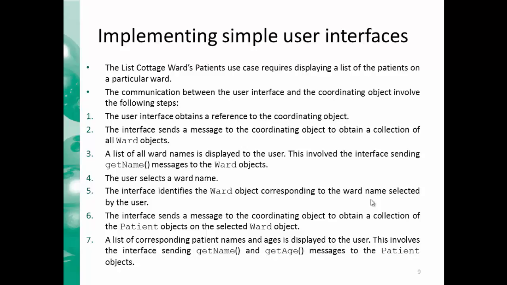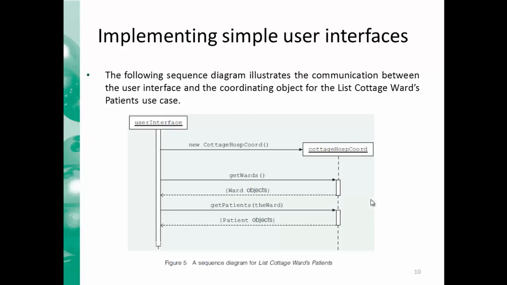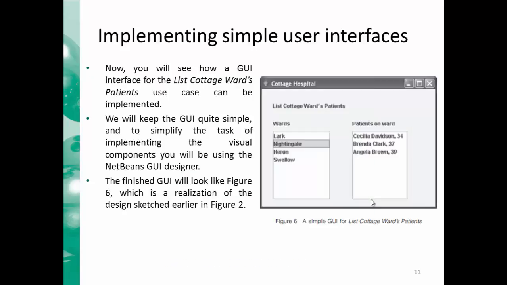This involves the interface sending get name and get age messages to the patient, because the name and the age are the only information that we are storing in this particular system. This sequence diagram shows the cooperation and the interaction between the interface and the coordinating object in this system.